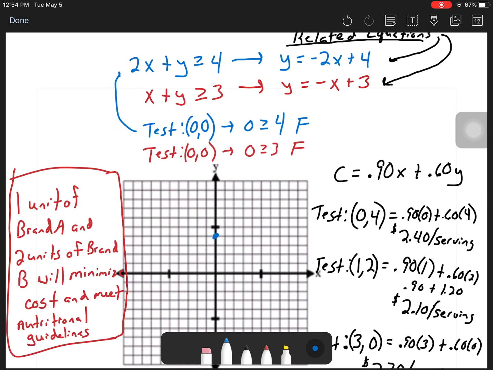Okay, and then I have a slope of negative 2, so I go down 2 and over 1, down 2 and over 1. So that's all I'm going to graph, is just that line segment, because the negative values don't make sense for the problem.